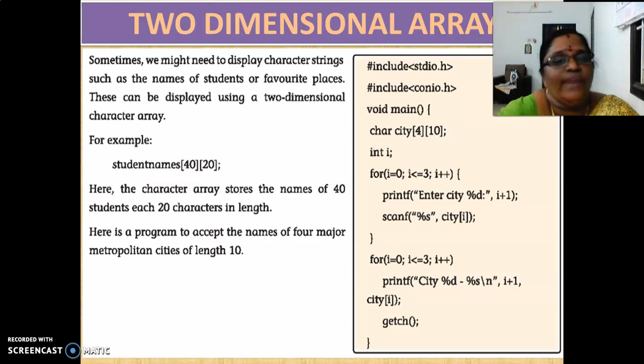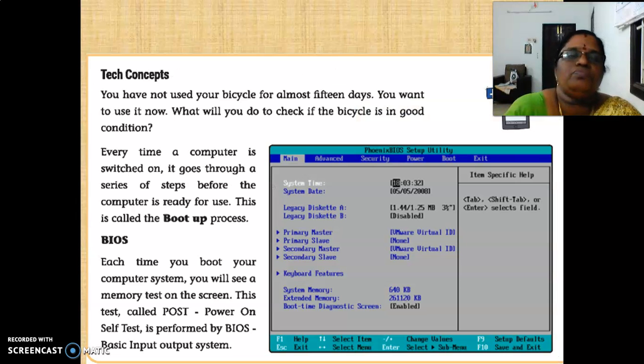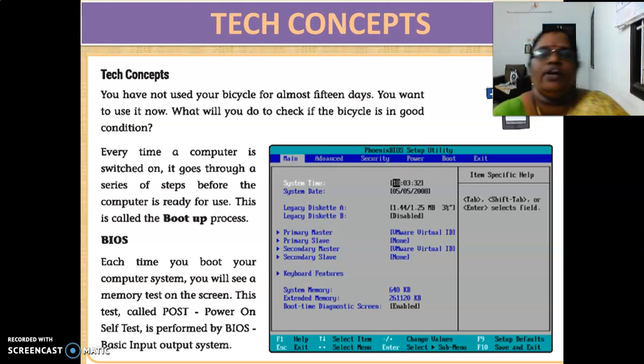Each contains 20 characters. Here is a program to accept the names of 4 major metropolitan cities of length 10. In the main program, character city, 4 cities we can have with 10 characters. Enter the cities and we are going to display them. Yes, we'll see all these programs in the C programming compiler. Next is the tech concept. With this, our theory is going to be over.